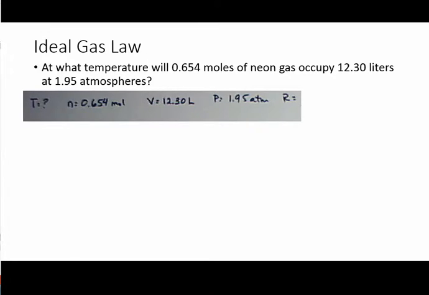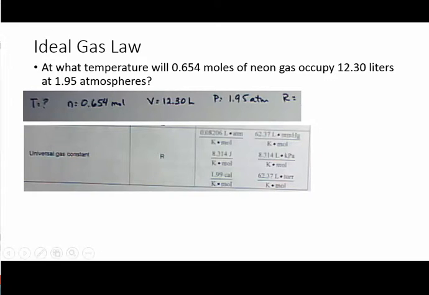So here's the problem that we were asking you to do. At what temperature will 0.654 moles of neon gas occupy 12.30 liters at 1.95 atmospheres? The first thing you need to do is to make a list of knowns and unknowns. Now, what we don't know is the temperature. We do know R, we just got to figure out which one it is.